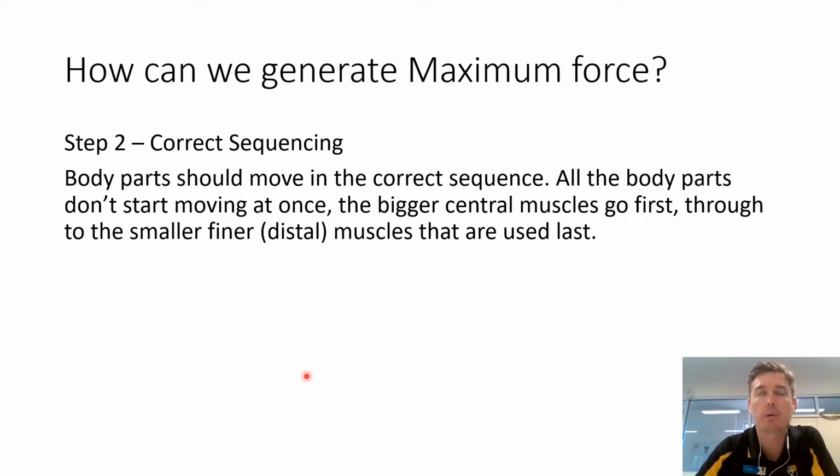So when you think about when you do your rotations, we always start with our core in the middle, okay, then we might go up through our trunk, and then we go out through our arms and then finally to the projectile. So that's what it means by correct sequencing. We need to move our body in correct sequencing in order to generate the maximum force required.